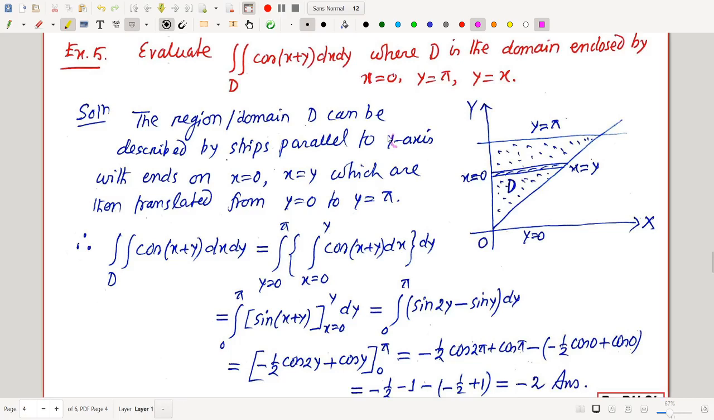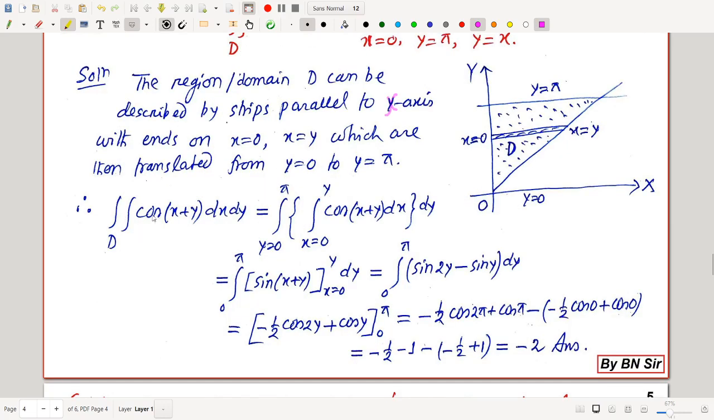We have written it should be x axis, parallel to x axis with ends on x equal to 0 and x equal to y. See, horizontal strip, one end is x equal to 0 means on y axis, another end is on line y equal to x, but here limit for x will be x equal to y, 0 to y, and then this strip is to be moved or translated from y equal to 0 to y equal to pi.